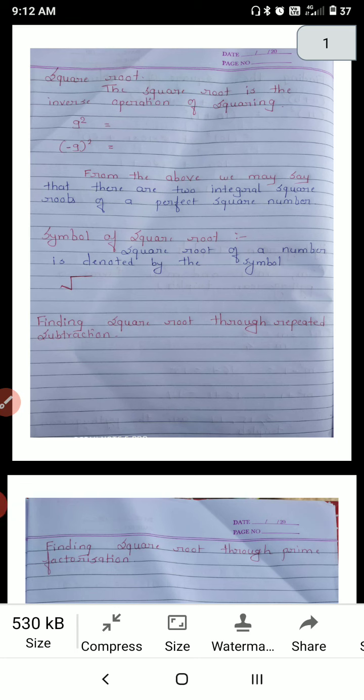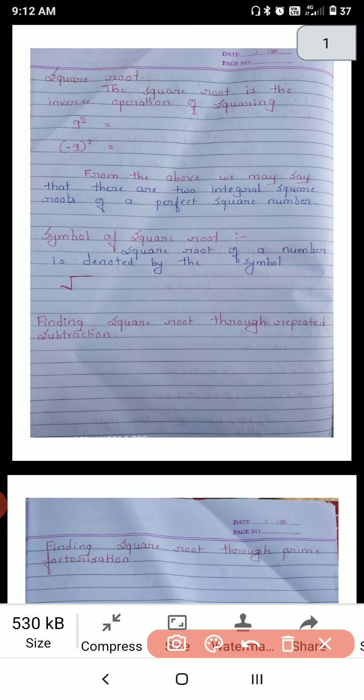So today I am going to explain to you about the square root. All of you know that a square is the product of a same number. When we find the product of a same number, we get a square. So this is a square, but square root?